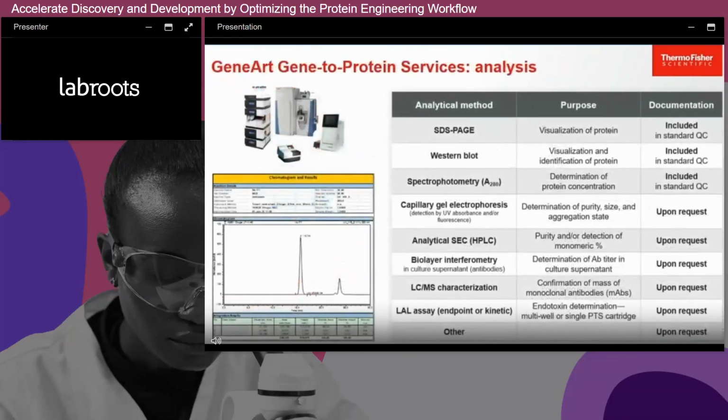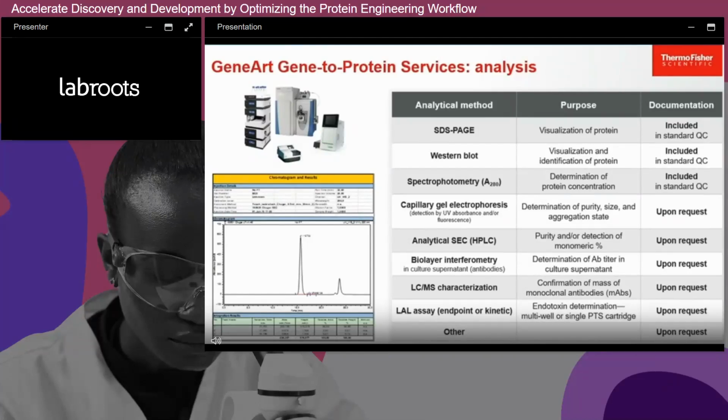Looking at the analytics, the standard, as I said before, is SDS-PAGE and Western blot, but we can also offer capillary electrophoresis. This is also very much asked for by our customers, and we normally use the LabChip, which you probably know from PerkinElmer. Then there is HPLC analysis, SEC-HPLC, to determine the aggregation state of your antibody or the percentage of monomeric state. We can go with normal mass spectrometry analysis, which we normally do to confirm the identity of your protein, and also endotoxin determination. So you can separately order one of these add-ons to your service depending on what you need.